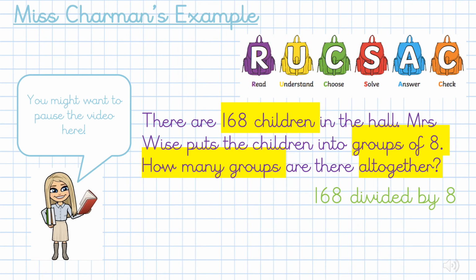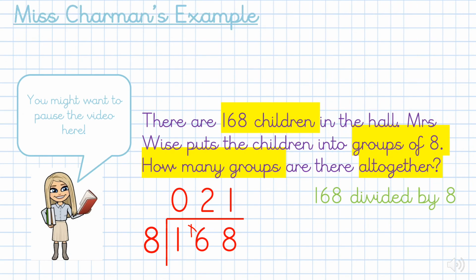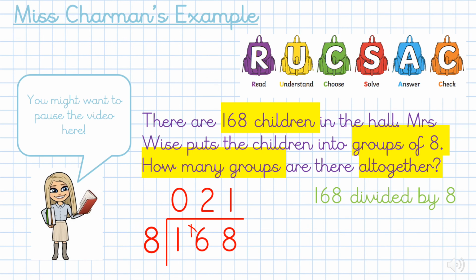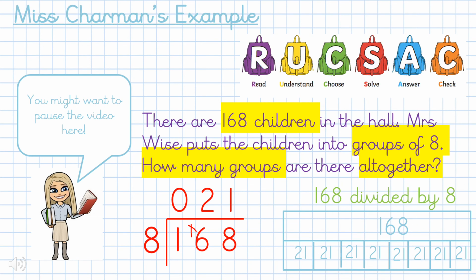The question is asking you what is 168 divided by 8. I have used the bus-stop method to help me work out my answer. The answer to 168 divided by 8 is 21. As you can see, I've used a bar model to help me represent my answer. See if you can have a go at using a bar model to represent your answers.